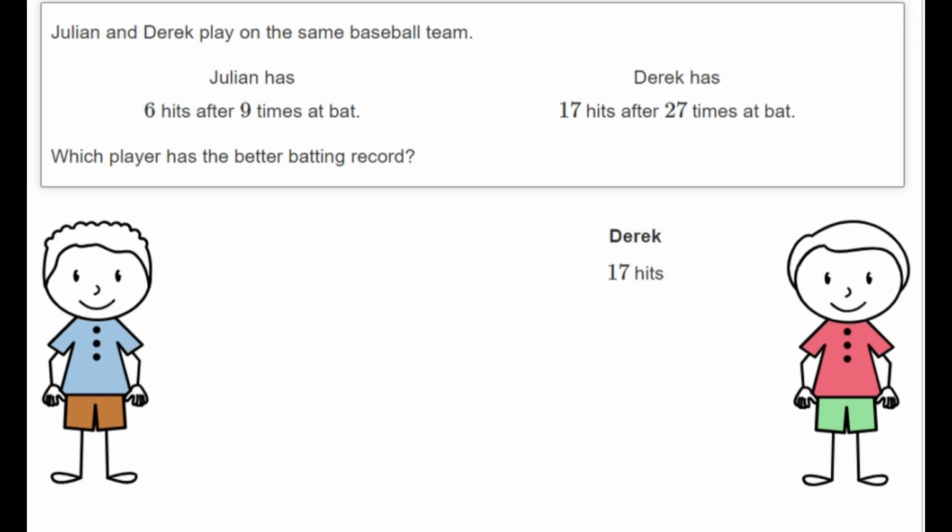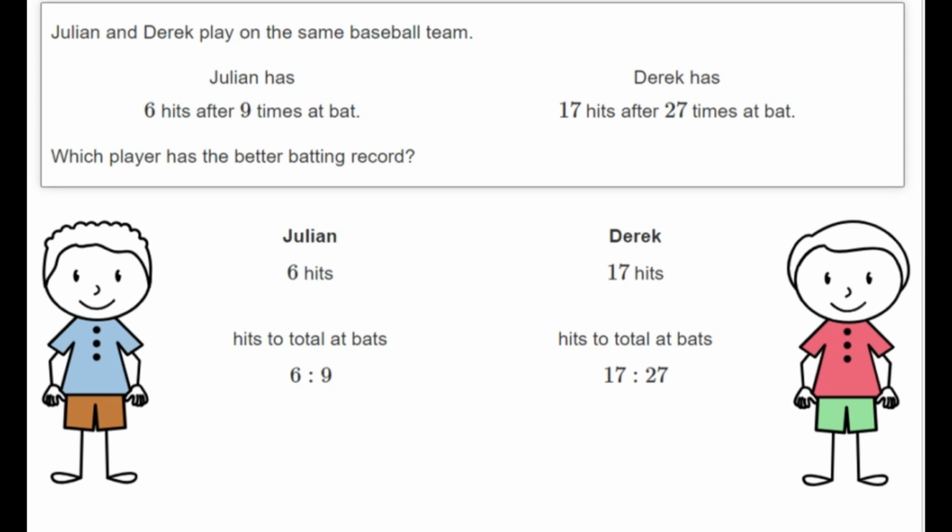One option is to say that Derek has 17 hits and Julian only has 6. Therefore, Derek must be the better batter. But this doesn't really seem fair, because Derek has had more opportunities at bat to get a hit. So perhaps a better option is to compare the ratios of hits to total at bats.